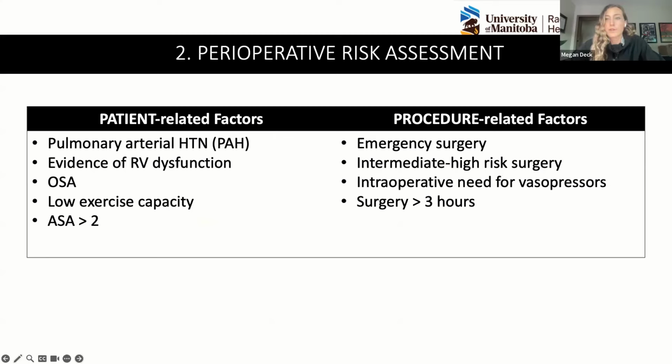So the next component of the framework that we'll address is the perioperative risk assessment. As per the AHA statement, factors influencing perioperative risk can be classified according to patient and procedural aspects. Patient-related factors include pulmonary arterial hypertension with high-risk criteria, evidence of RV dysfunction, obstructive sleep apnea, a low exercise capacity, as well as an ASA score greater than or equal to 2. While procedure-related factors include emergency surgery, intermediate to high-risk surgery, the intraoperative need for vasopressors, and surgery lasting more than 3 hours.